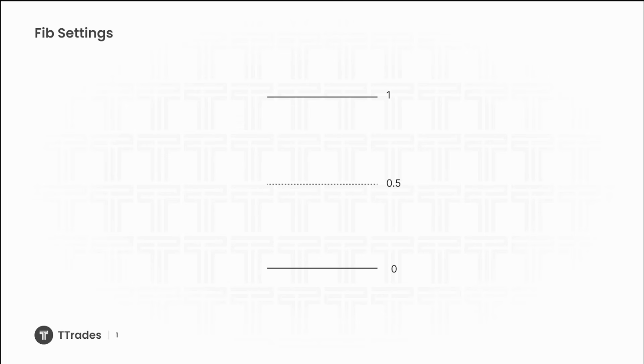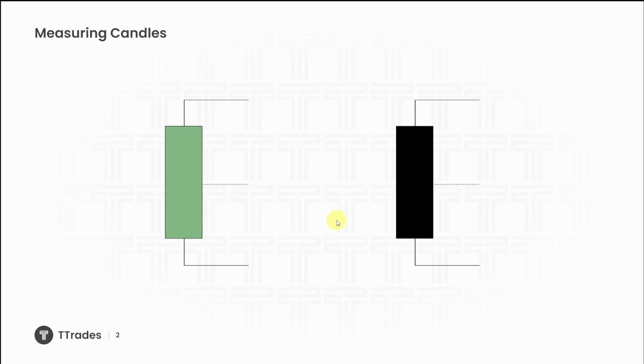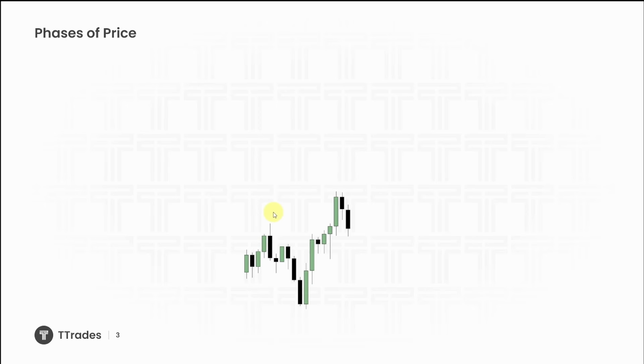The first thing you have to understand are the Fibonacci settings. So I'm going to use a simple Fibonacci with a 0, 0.5, and a 1 marked out. And generally, I remove the 0 and 1 and just have the 0.5. But how am I going to measure the candles? I'm always going to measure the candles from wick high to wick low and then mark out the equilibrium that way. I'm not going to use the bodies like I do for the change in the state of delivery or order blocks.